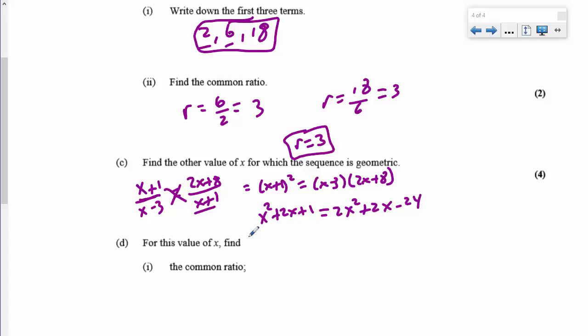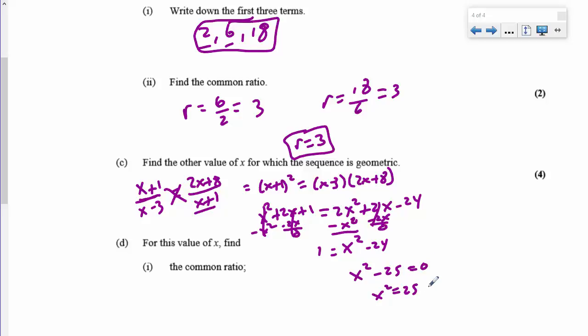So if I take away 2x from both sides, I can see quite clearly that these are just going to go away to 0. If I take away x squared from both sides, this is going to give me 1x squared. And then now I have x squared minus 24 is equal to 1. So if I take away 1 from both sides, that means x squared minus 25 is equal to 0, which means x squared is in fact equal to 25.